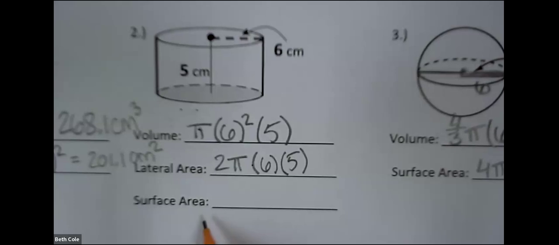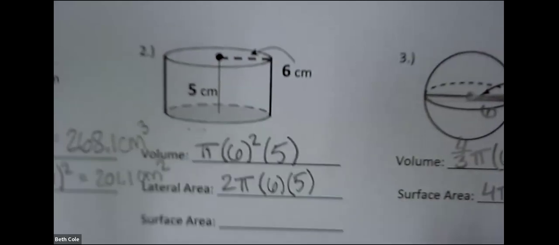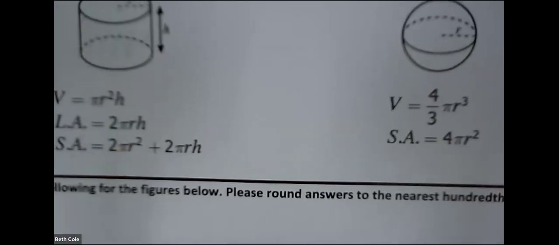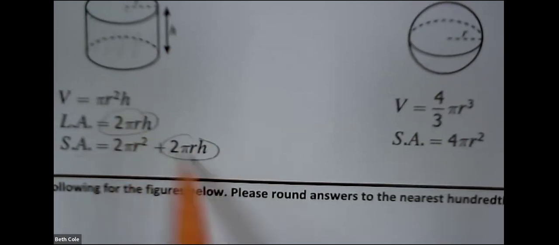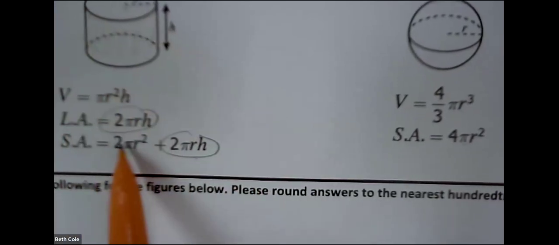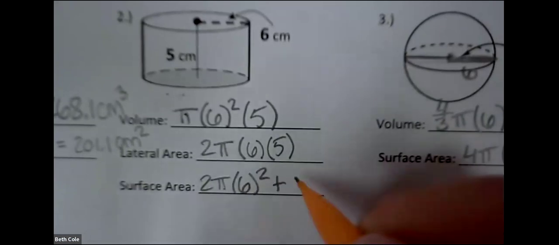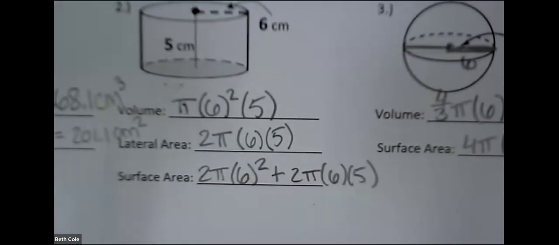And then the total surface area, again, you don't have to memorize it. You just have to go back and find the formula. 2 pi r squared. That's the top and the bottom. Do you see how this part matches? Like that's the same thing? That's this lateral area, the part around the outside. All right, so 2 pi r squared, 2 pi times 6 squared, plus 2 pi times r times h.